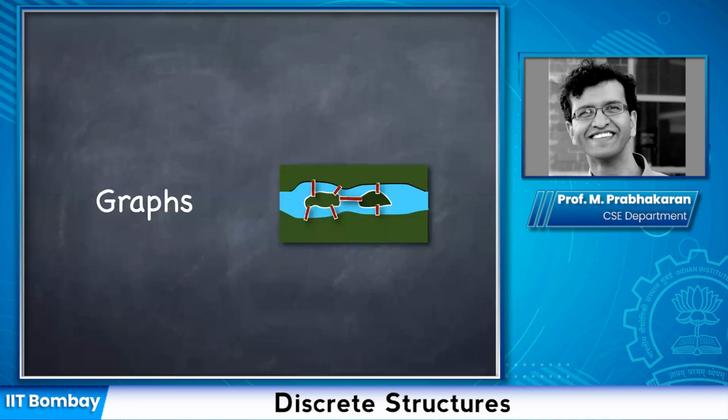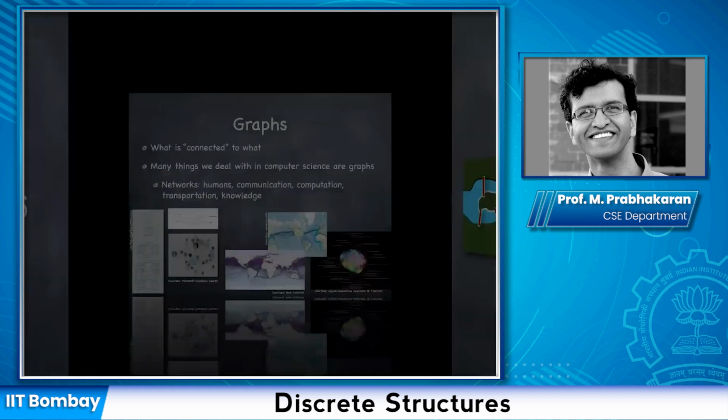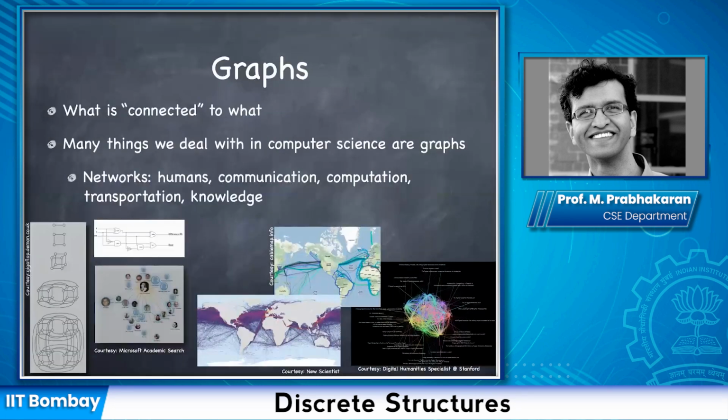Start a new topic, namely graphs. So graphs capture what is connected to what. And many things we deal with in computer science are graphs. These include things like social networks, friendship networks, collaboration networks, or computation networks. Namely, for instance, you have a digital circuit, it's connecting various gates with other gates.